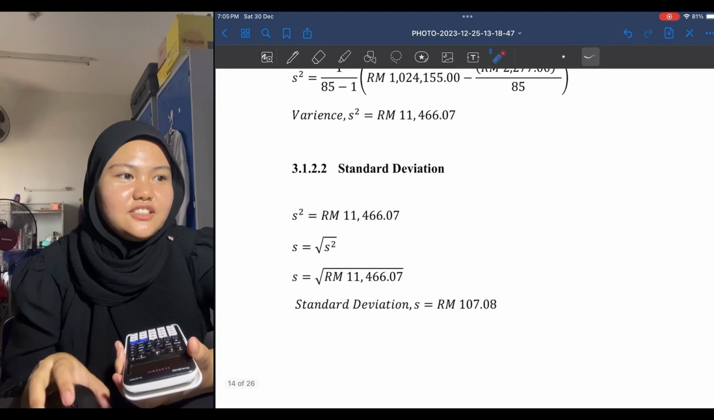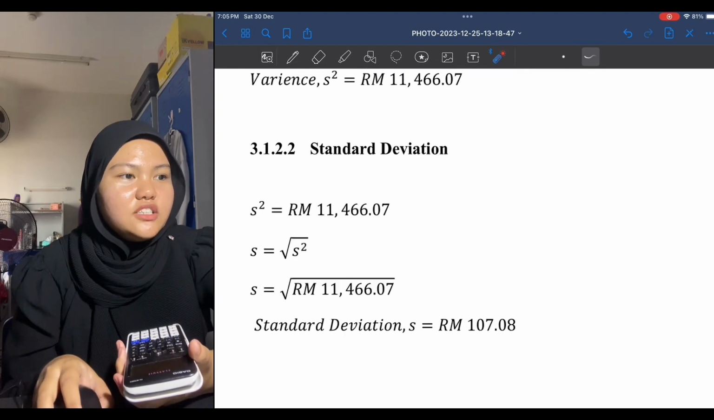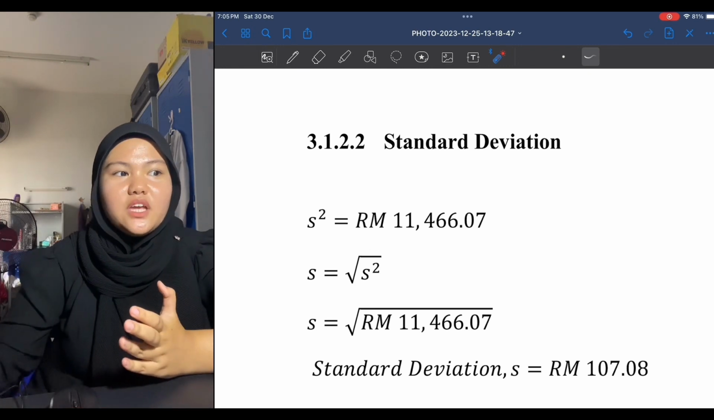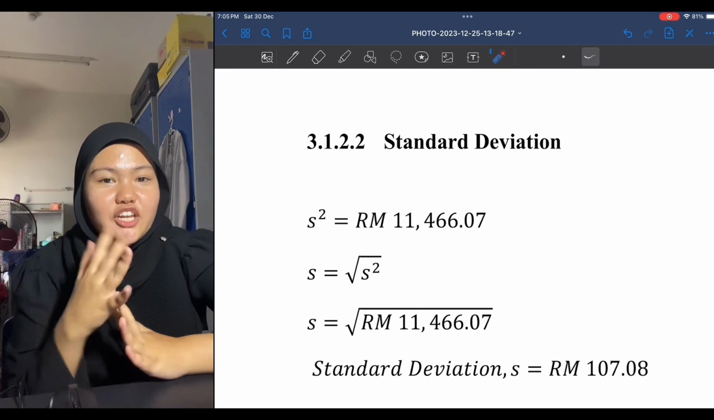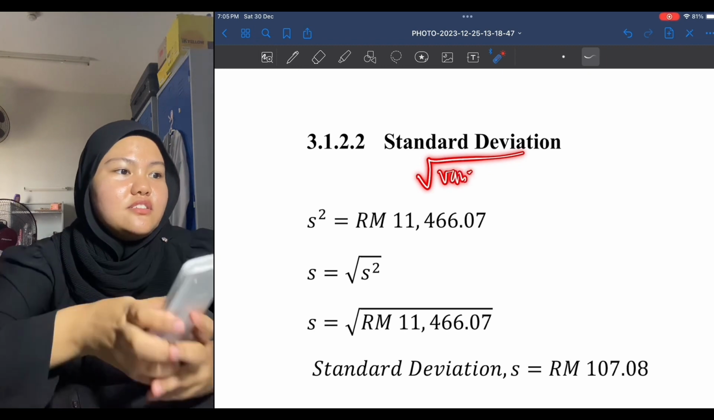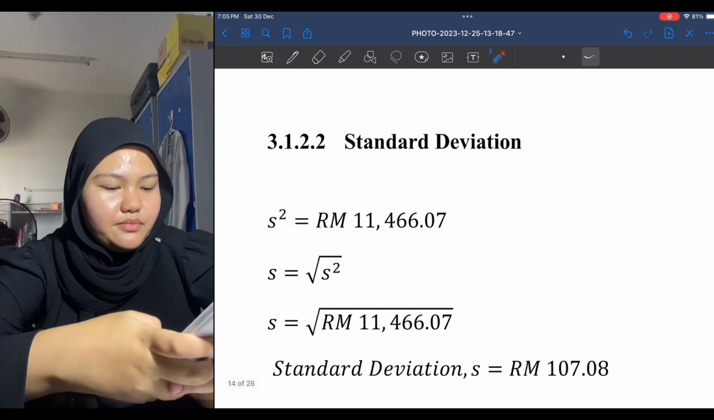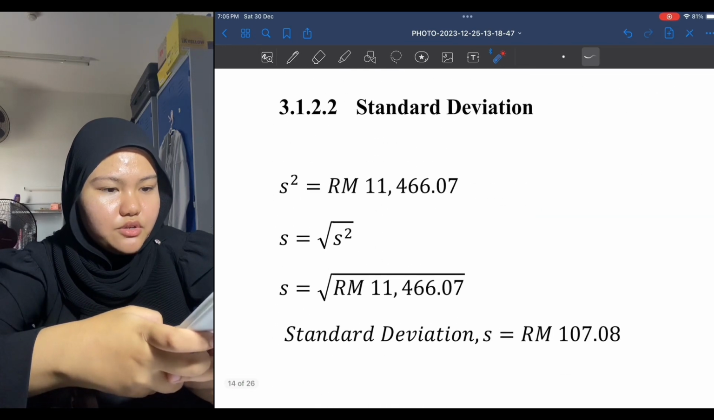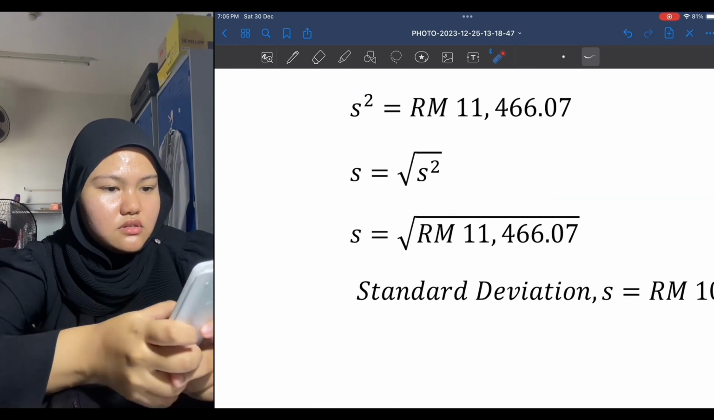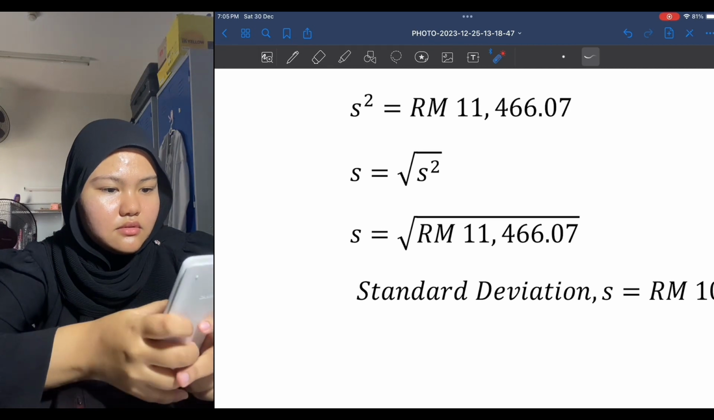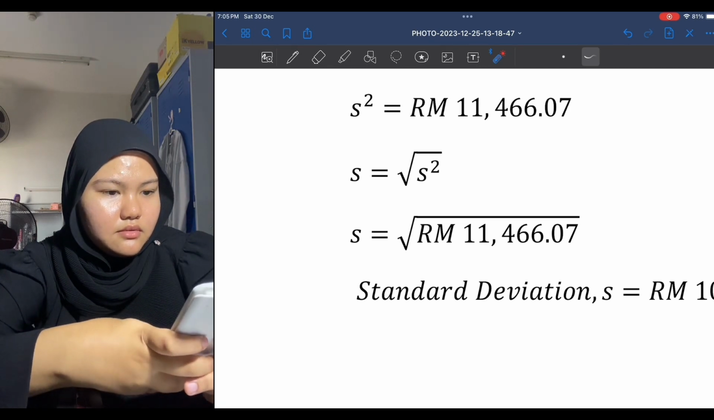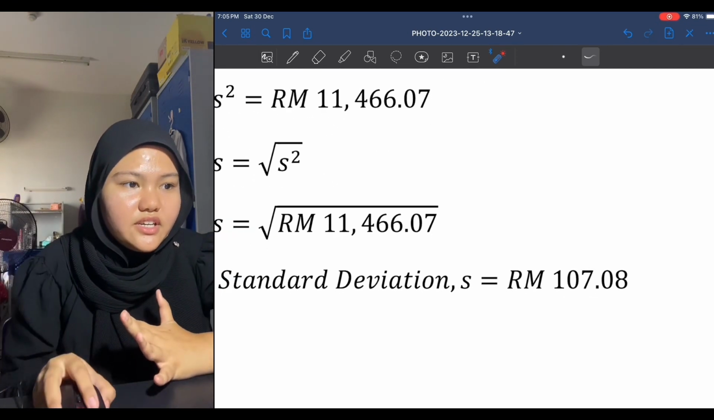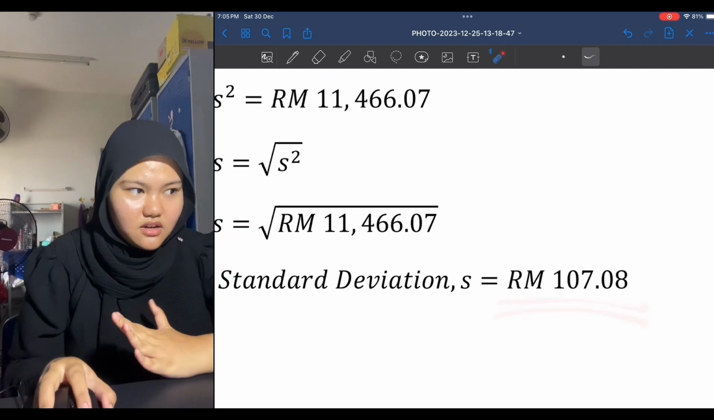Let's put the value on the formula. And then for the standard deviation, it is basically the same, just square root the value of variance. Okay, square root of 11,466.07. We get 107 ringgit 8 cents.